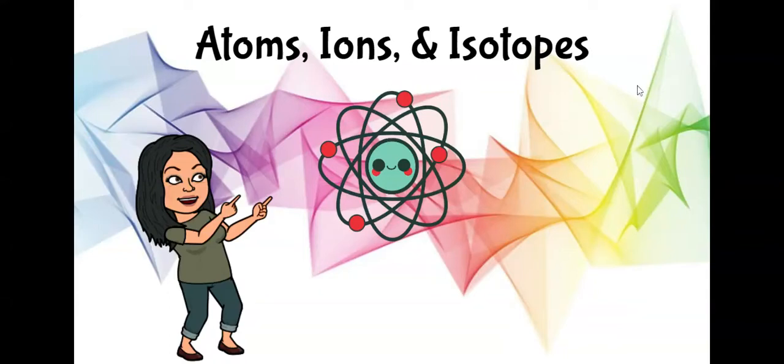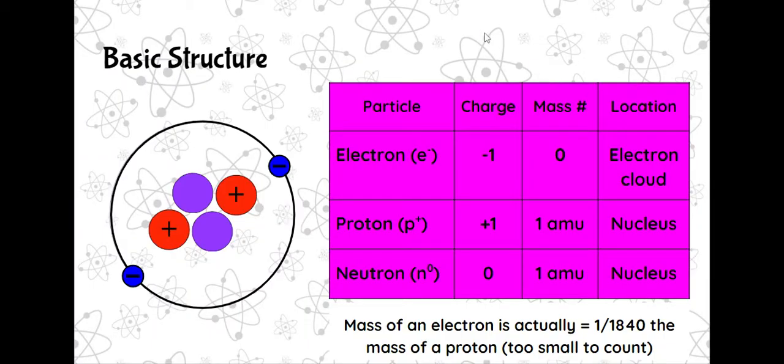I'm going to cover atoms, ions, and isotopes. Here's the basic structure of an atom. And in this table, you have what those particles are.